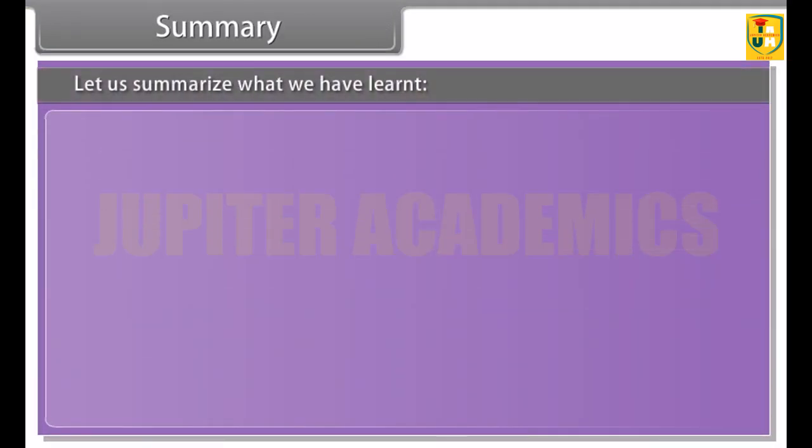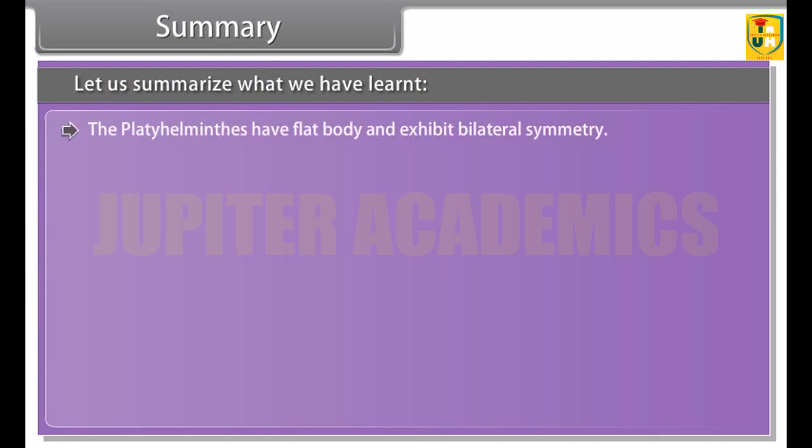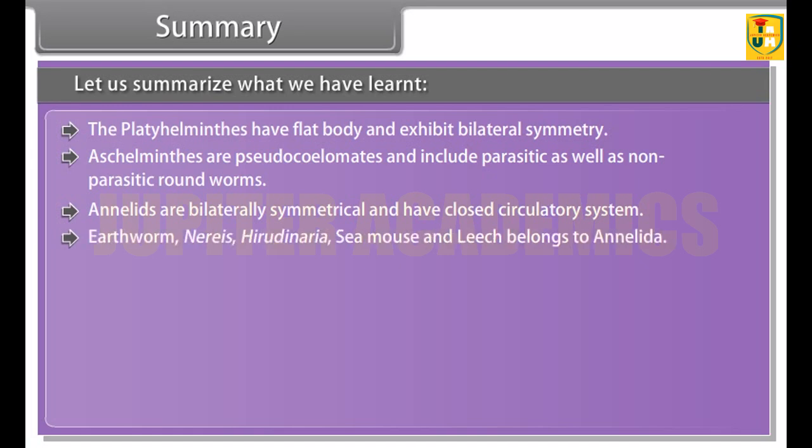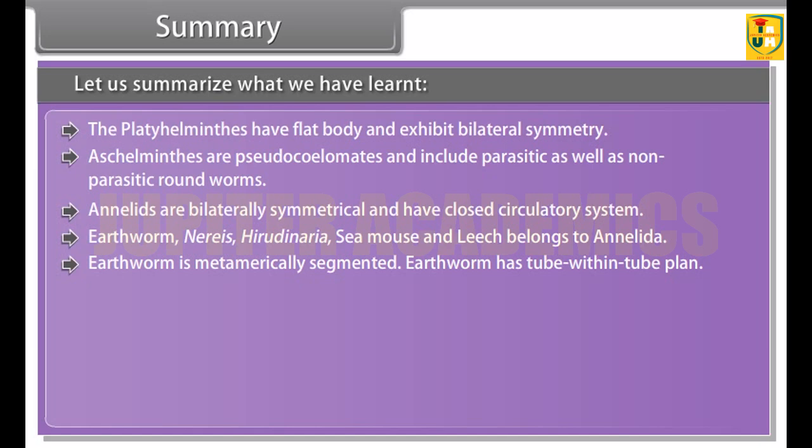Summary. Let us summarize what we have learned. The Platyhelminthes have a flat body and exhibit bilateral symmetry. Aschelminthes are pseudocoelomates and include parasitic as well as non-parasitic roundworms. Annelids are bilaterally symmetrical and have a closed circulatory system. Earthworms, Nereis, Hirudinaria, sea mouse and leech belong to Annelida. Earthworm is metamerically segmented. Earthworm has a tube within tube plan.